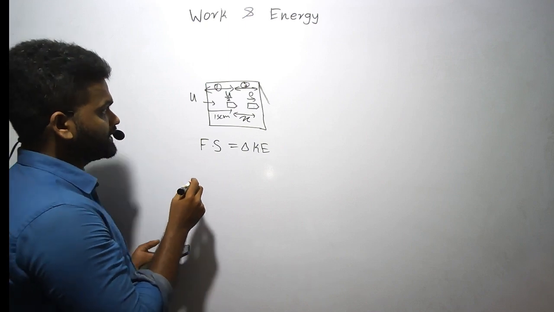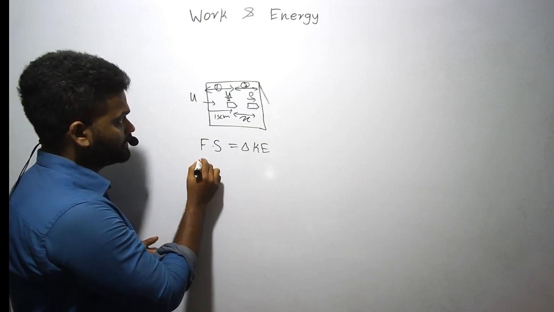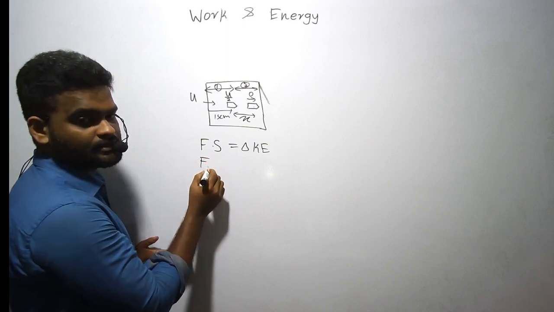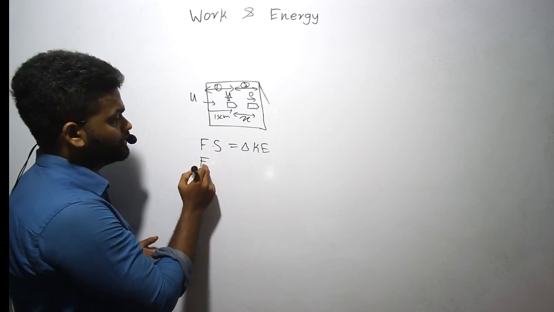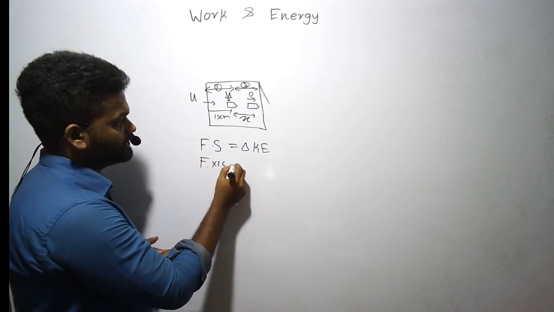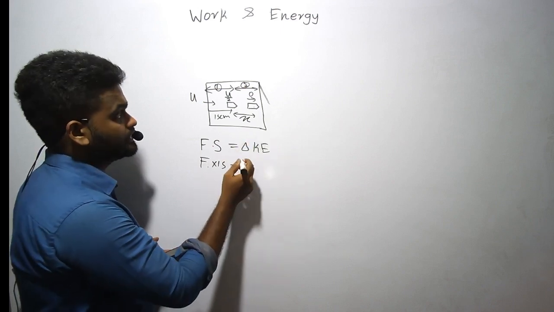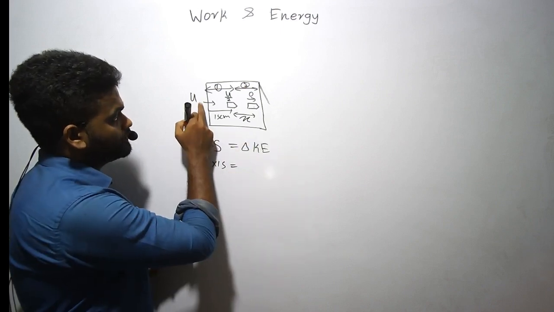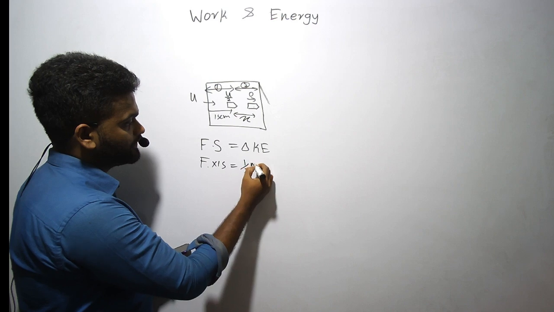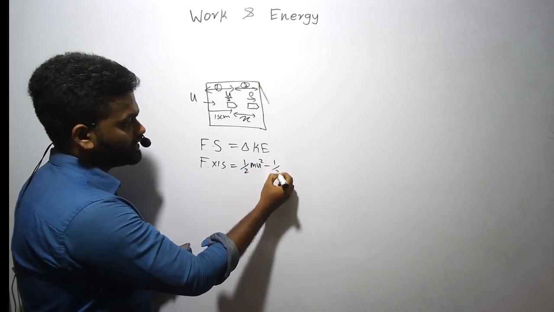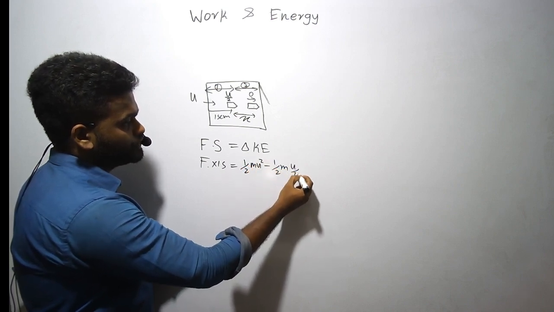Okay, for the first case, the force is the same, right? Resistive force does not change. Force times 15 equals delta KE, the change of kinetic energy. So what is the kinetic energy here? Half m u squared minus half m (u over 2) squared.